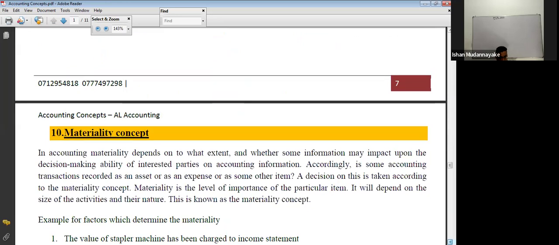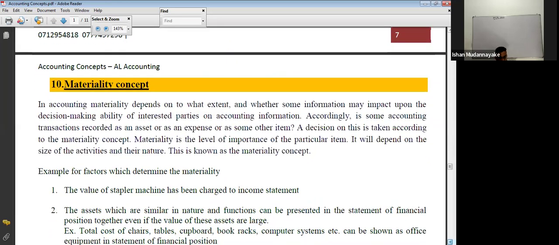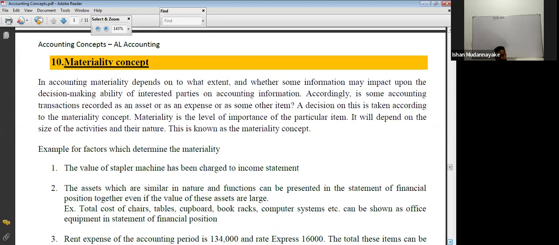And then materiality concept. All the material transactions we need to report. There are two concepts related to materiality: material in nature and material in size. Some transactions are material to the business organization based on their nature, but some are material based on their size, based on the amount.